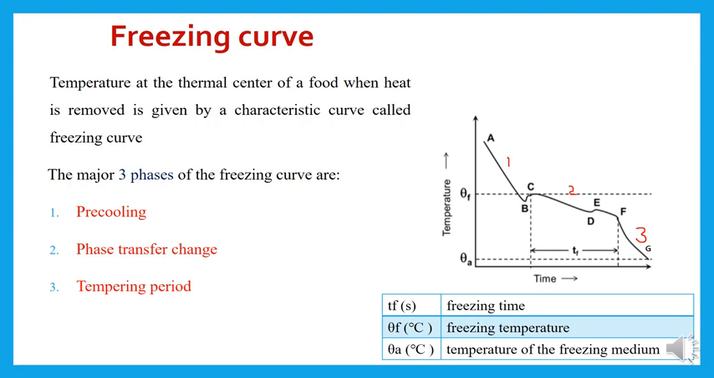Then the next stage is the phase transfer stage, that is removal of latent heat of fusion, leading to change of state and formation of ice crystals. That is, the water will be changed to ice crystals. And the last one is the tempering period, that is after the formation of the majority of ice crystals, further sensible heat removal down to the required storage temperature. So theta A is the temperature of the freezing medium, or our storage medium temperature. So mainly there are three major stages of the freezing curve: pre-cooling, phase transfer stage, and tempering period.